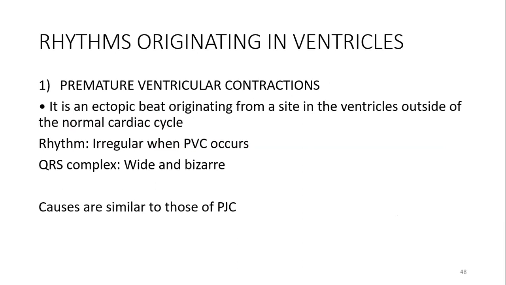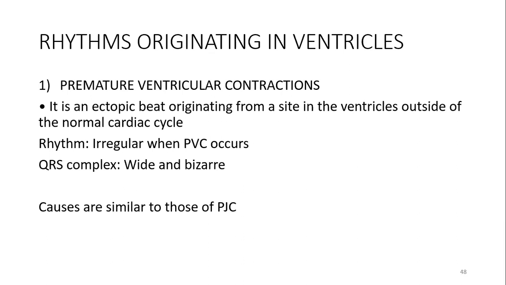Now we move on to rhythms that originate in the ventricles. First, we'll talk about premature ventricular contractions. Here, there's an ectopic beat originating from a site in the ventricle outside of the normal cardiac cycle. Some people call it a ventricular sneeze. So it's like the ventricle just contracts on its own outside of the normal pathway.